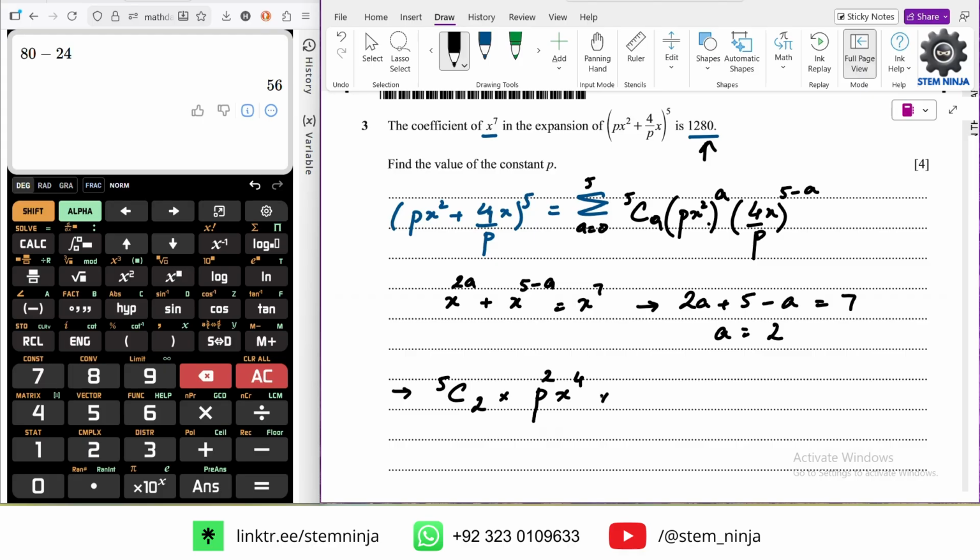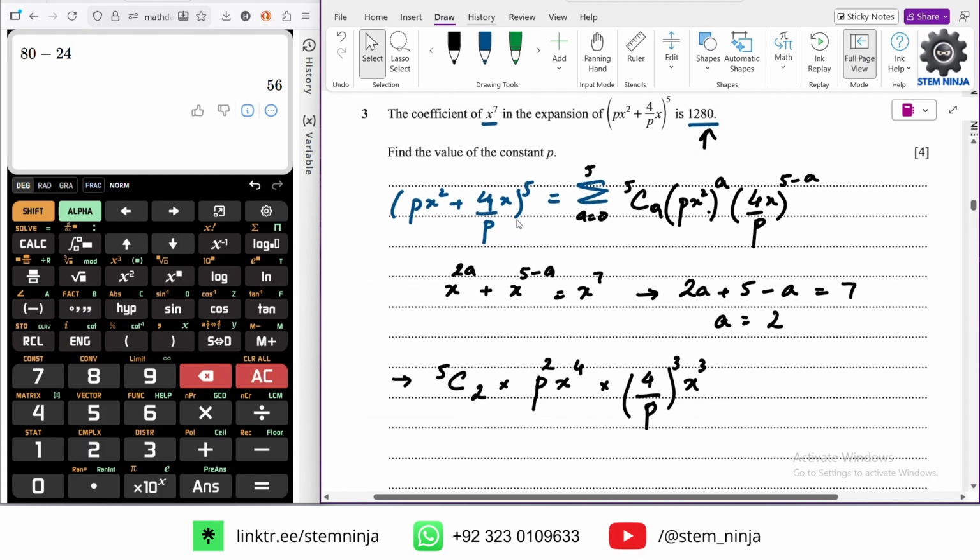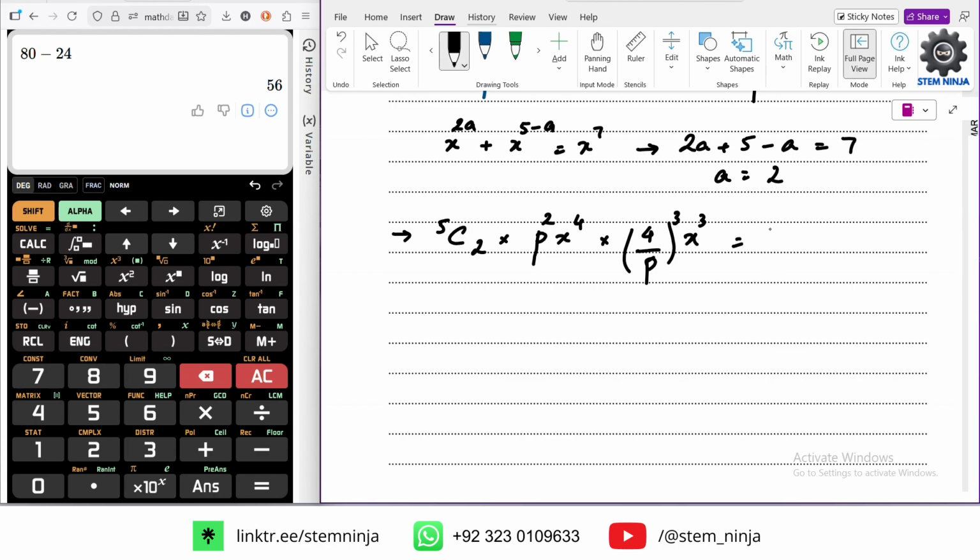times by 4 over p, 5 minus 2 is 3, and x cubed also. Right, this is equal to 1280 x raised to power 7.